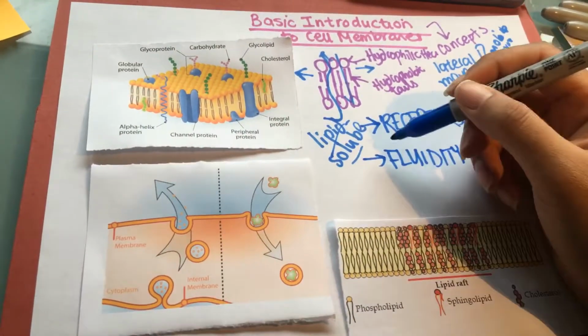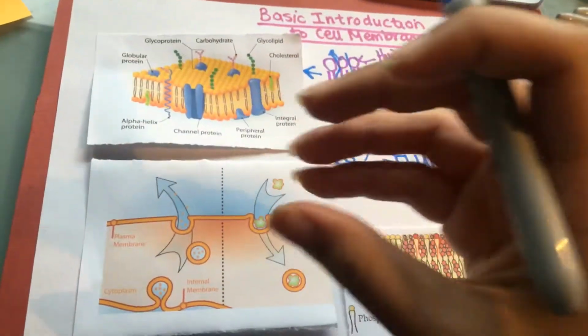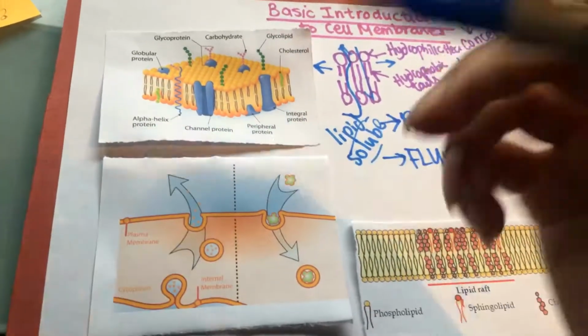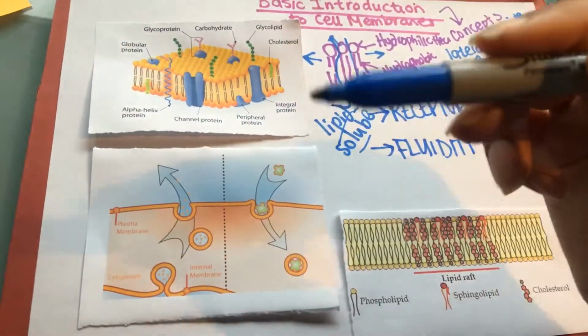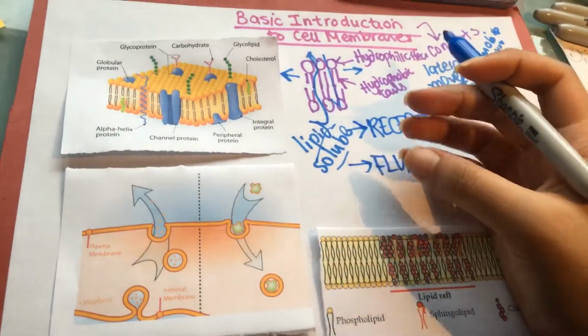Receptors allow for endocytosis and exocytosis to occur. Endocytosis and exocytosis is for larger molecules or substances that can't pass easily through the lipid bilayer. So that's what receptors are for. What exactly is a receptor?